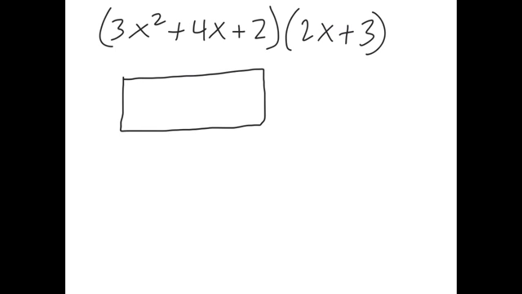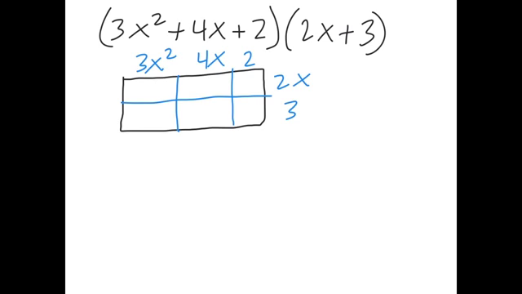And we should have 3x squared, 4x and 2, and 2x and 3. And so we break it up, and we have a rectangle like we did before. And then we multiply these things.